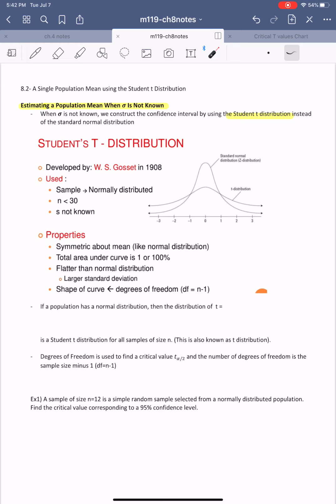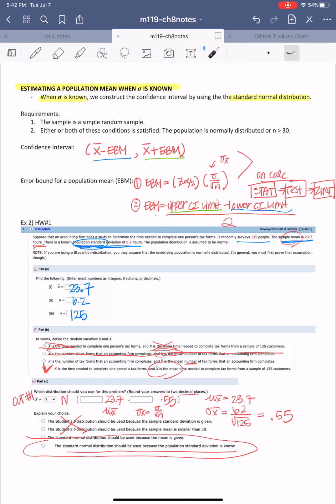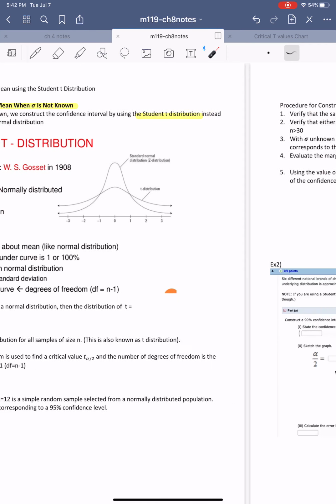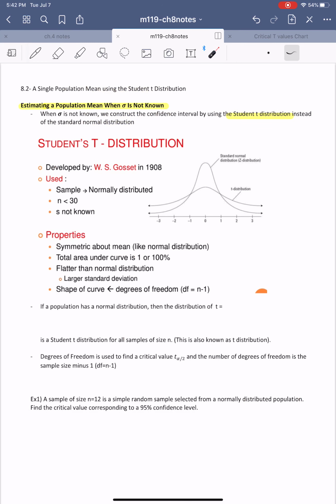So I want to talk about the student t distribution a little bit. What is a student t distribution? The student t distribution was developed by William Gossett in 1908. When do we use it? When the standard deviation is not known, and the sample size is small. In the past it was bigger than 30. Now you have a smaller sample size. Take a look, you have only 1, 2, 3, 4, 5, 6 samples. So that's when we use the student t distribution.